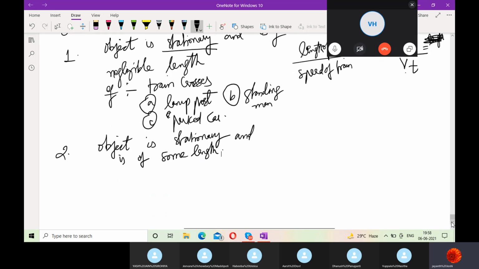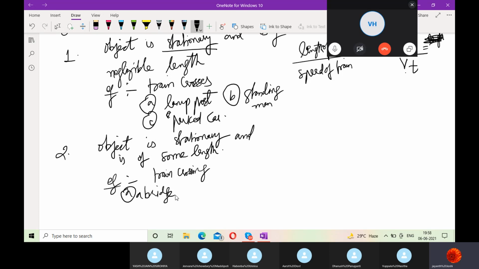Simultaneously you can write. So I'm speaking about what? I'm speaking about a train crossing a bridge, because a bridge has some length. A train crossing a tunnel, a platform, or even another train. This is also an example.